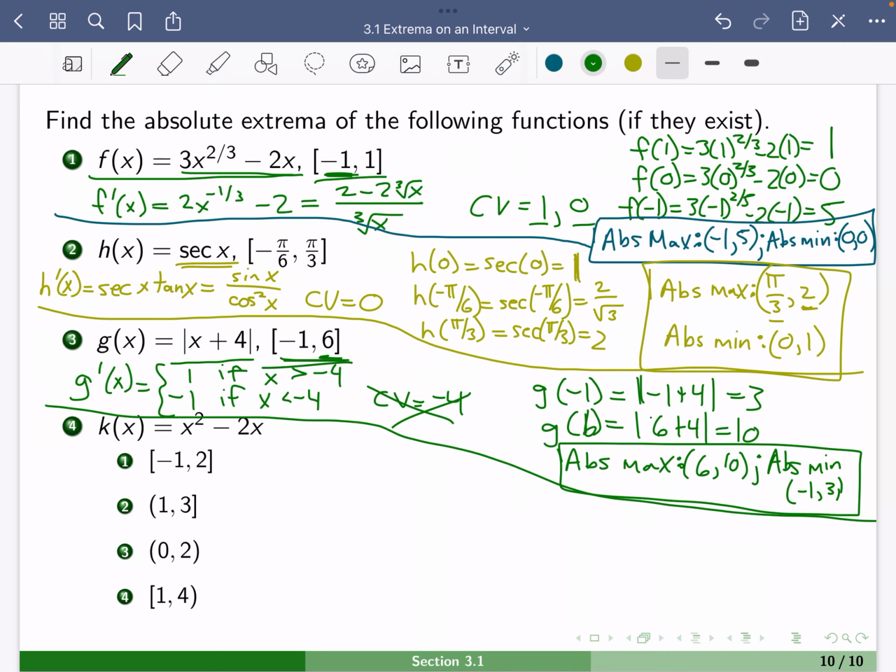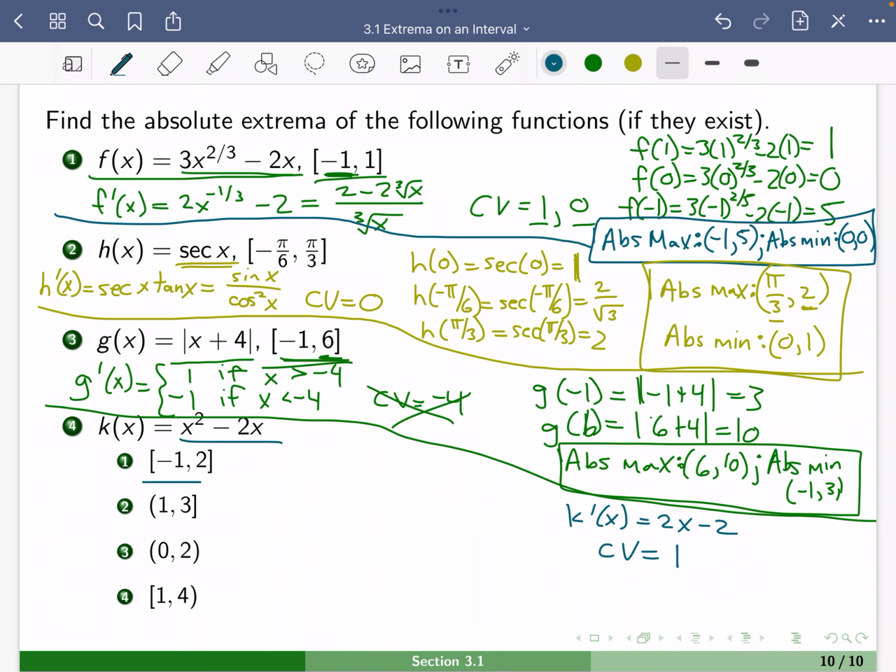Great. And we have one final example that has 4 different parts. Here we have k of x equals x squared minus 2x. We're going to find the absolute extrema, so let's first find our derivative. Our derivative here, k prime of x, is 2x minus 2. And so our critical value is just going to be 1 itself.